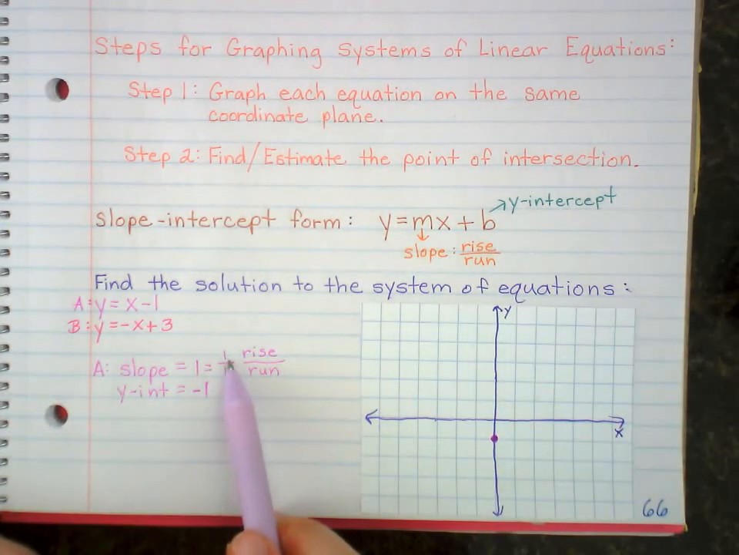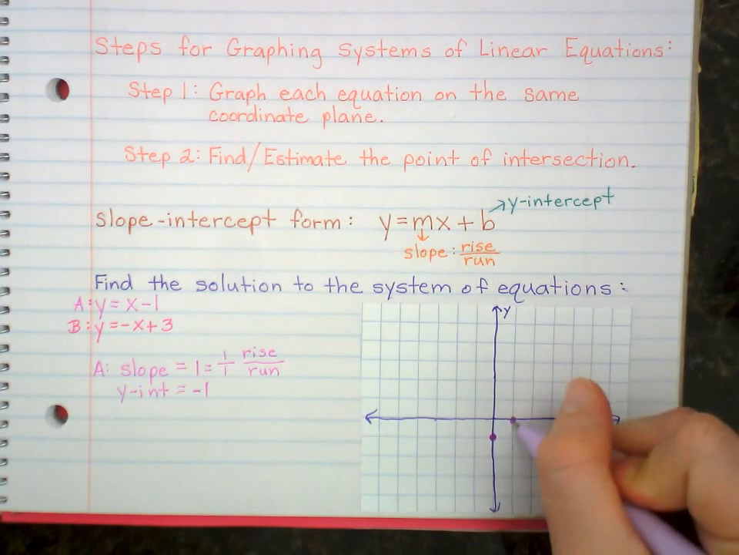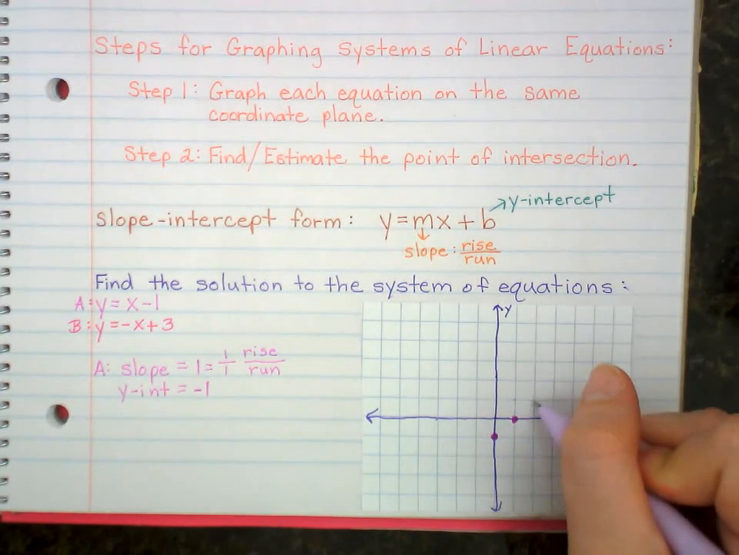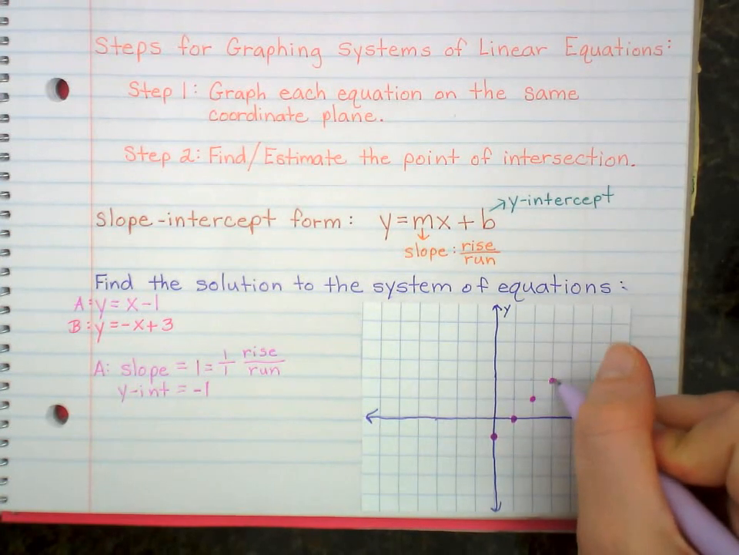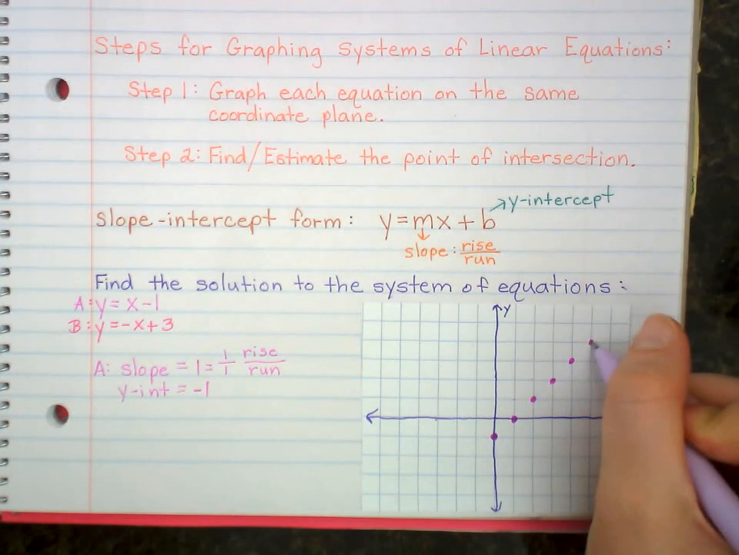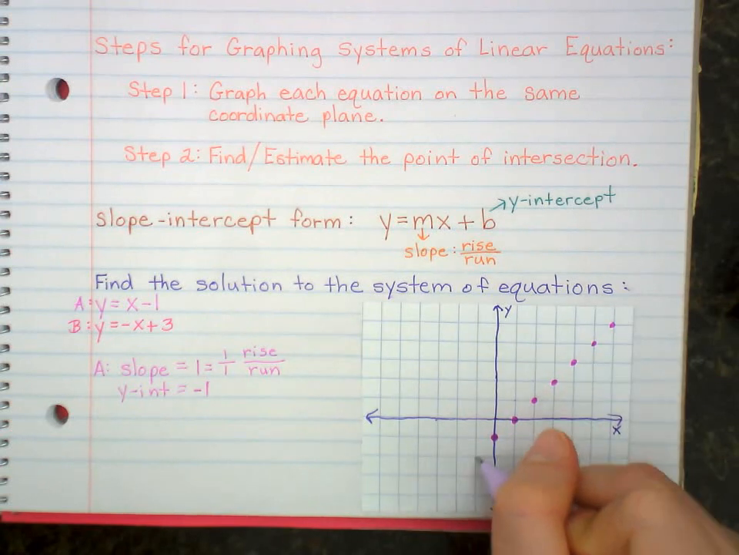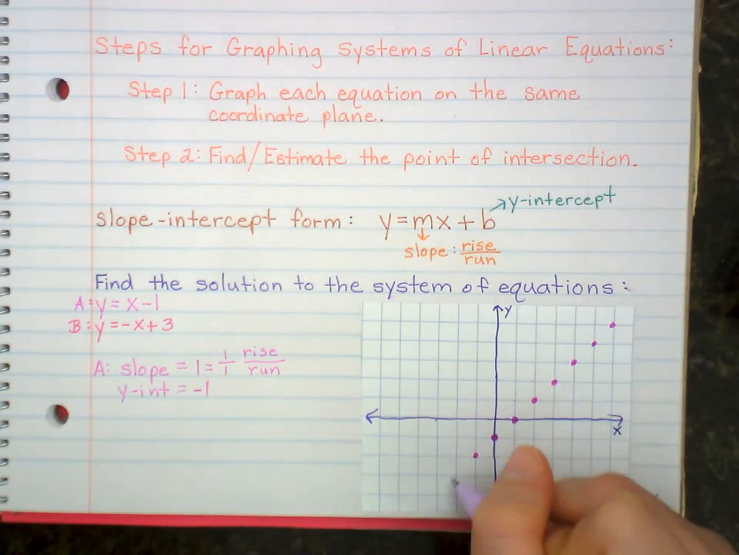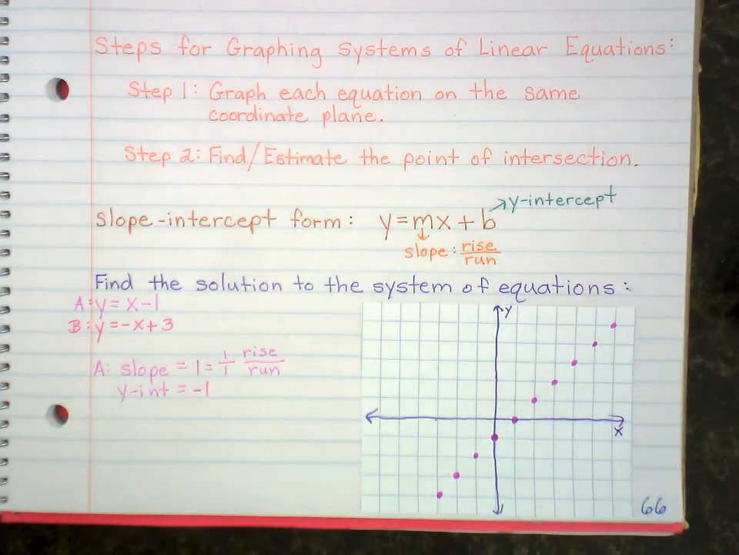We rise 1, we run 1. Up 1, over 1. Up 1, over 1. Up 1, over 1. Then down 1, left 1. Down 1, left 1. Okay, and then you can connect the dots.